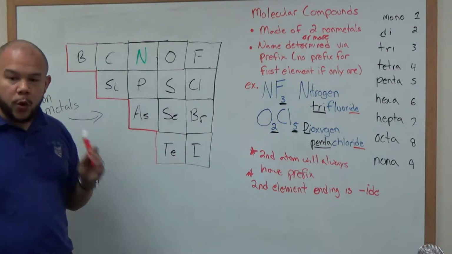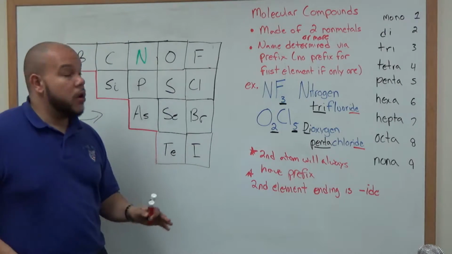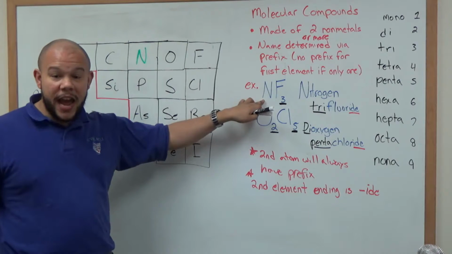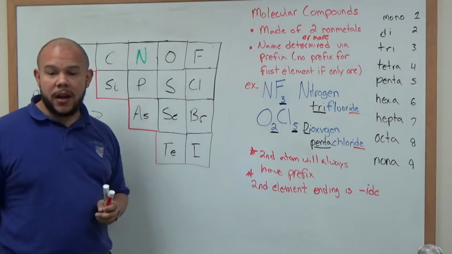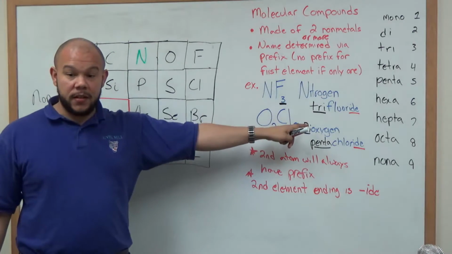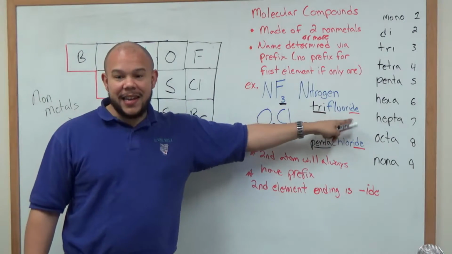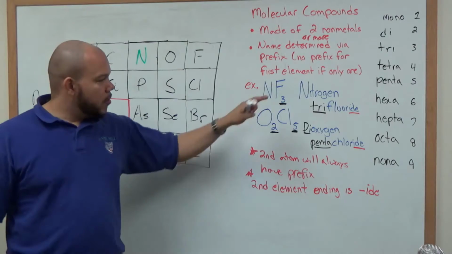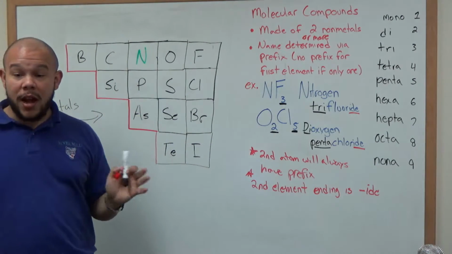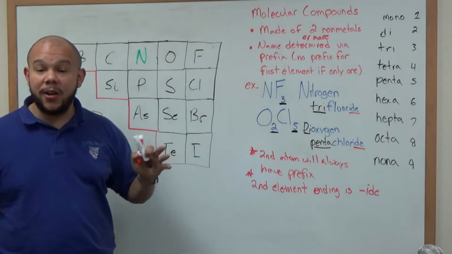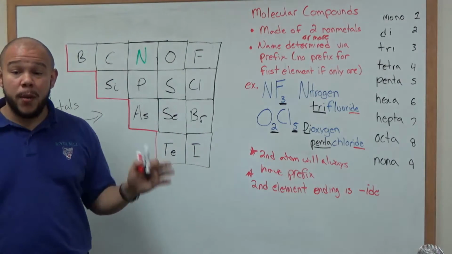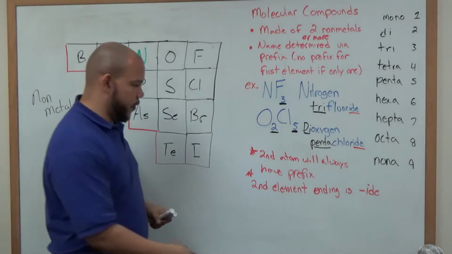Okay? So a quick recap before we do some other examples. First element, if there's only one atom of it, the name comes straight from the periodic table. Second element always has a prefix and always has IDE at the end. And that is the basics for molecular compounds and their nomenclature. Once you've got this rule set, it's pretty straightforward, pretty easy. So let's look at a couple different examples.